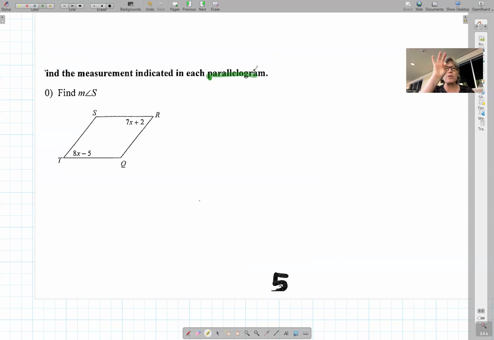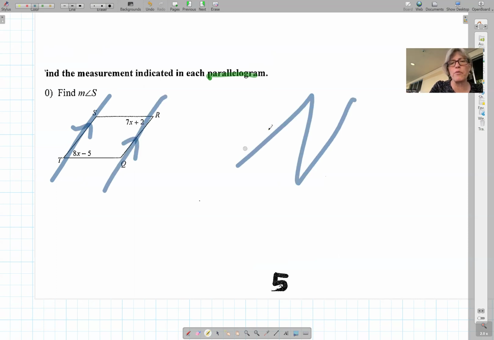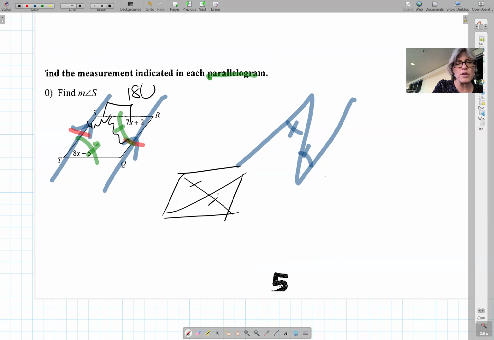OCD. Opposite, opposite, opposite, consecutive, diagonal. Opposite sides are parallel. Opposite sides are congruent. Opposite angles are congruent. Consecutive angles add up to 180. Diagonals bisect each other. So OCD, opposite sides are parallel, which means you need to watch out for armpits of the Z being congruent. Opposite sides are also congruent. Opposite angles are congruent. Consecutive angles, these squiggle ones, add up to 180. And of course, if you draw on the diagonals, they bisect each other.